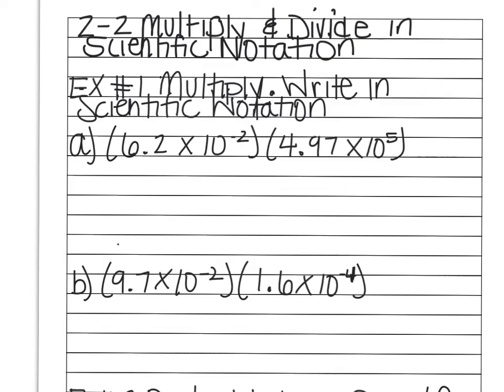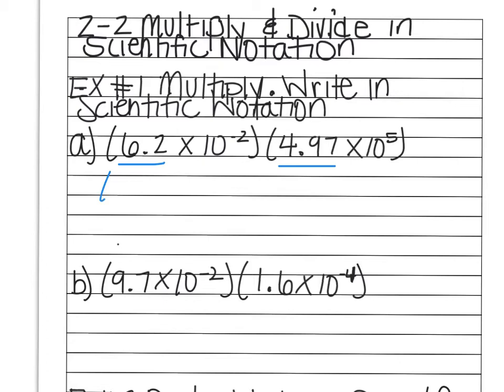Today we are going to multiply and divide in scientific notation. And so we are going to do our first example here. We are going to look at A, and it says to multiply and then write in scientific notation. The first thing you're going to want to look at is those two decimals, the 6.2 and the 4.97.